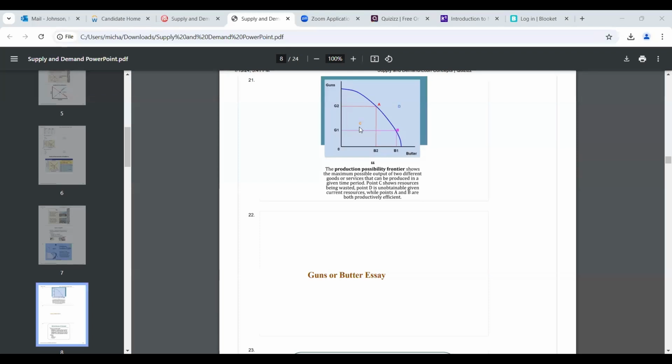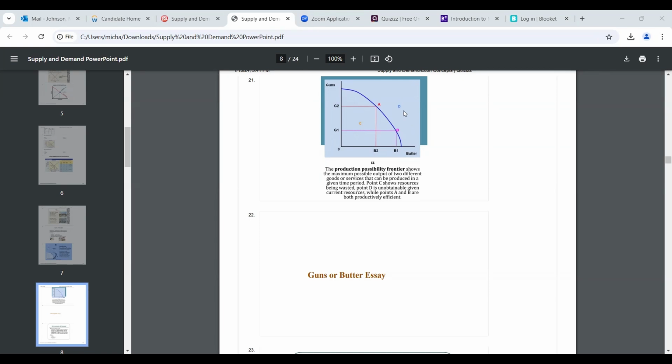But C is a recession. So if you're at C, that's a recession. So you're not using all your resources up to their full capacity. You're wasting resources. So you don't want to be at C. That means you're not using all your resources to the fullest potential. So you want to be back on the line. So make sure you're using your resources to the full potential.